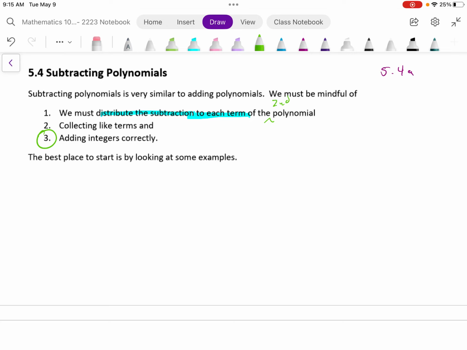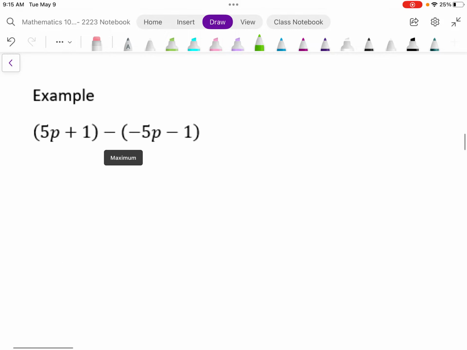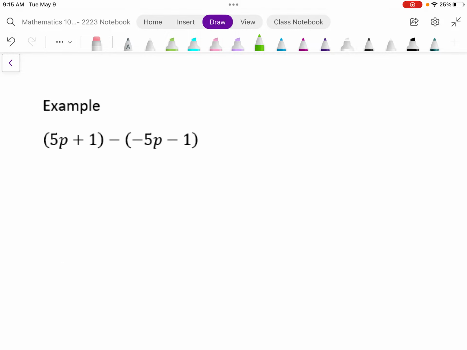So let's look at some examples. Now, what I've underlined is we must distribute the subtraction. Let's take a look at this. Fair enough. So here's what I'm going to do. My first polynomial, I'm just going to remove the brackets. Now the second polynomial, I'm going to write it in the following way. I'm going to distribute that subtraction to every term of the second polynomial.